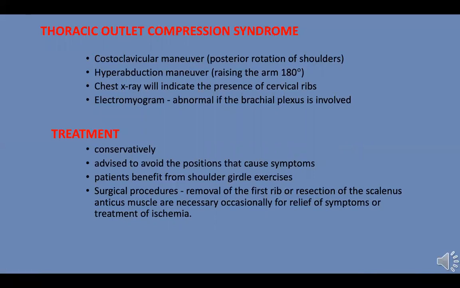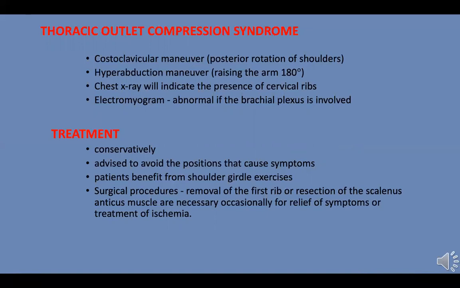Thoracic outlet compression syndrome can be diagnosed using the following maneuvers: costoclavicular maneuver, which is posterior rotation of the shoulders; hyperabduction maneuver, which is raising the arm to 180 degrees; chest x-ray will indicate the presence of cervical ribs; electromyogram is abnormal if the brachial plexus is involved.